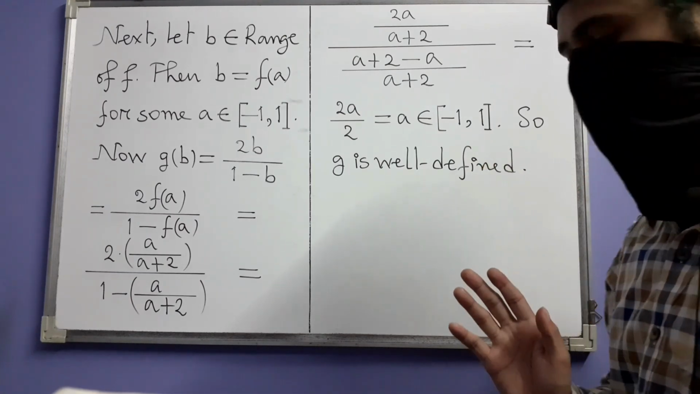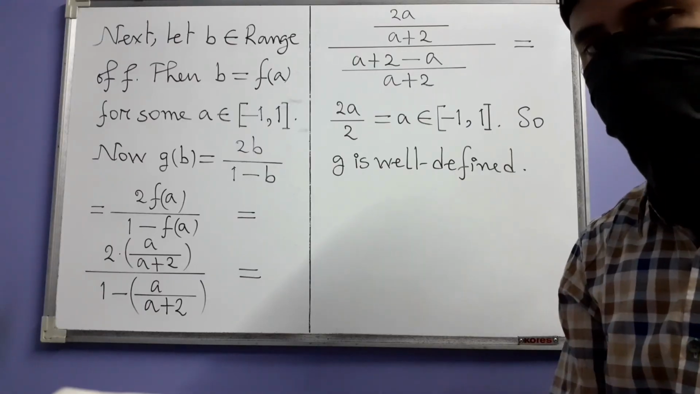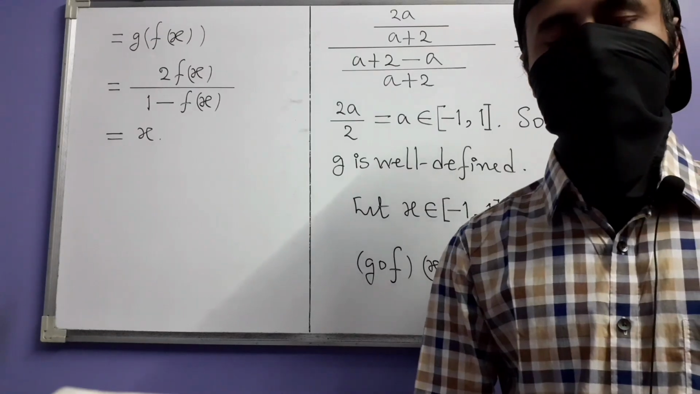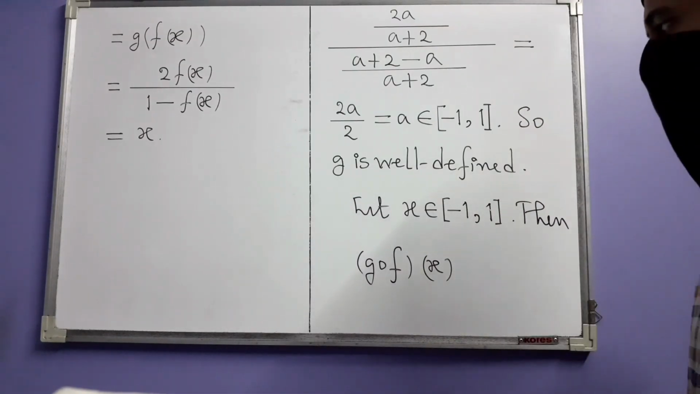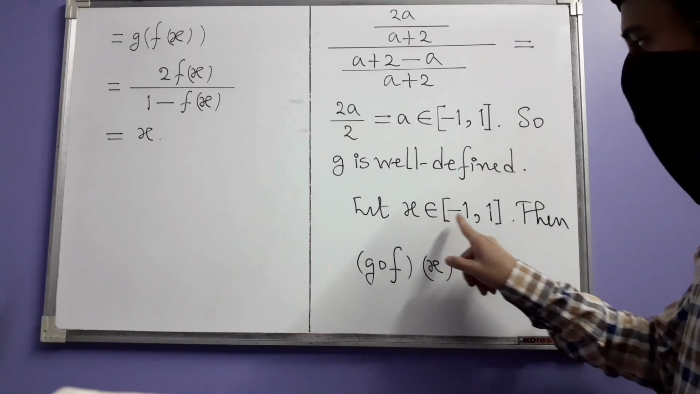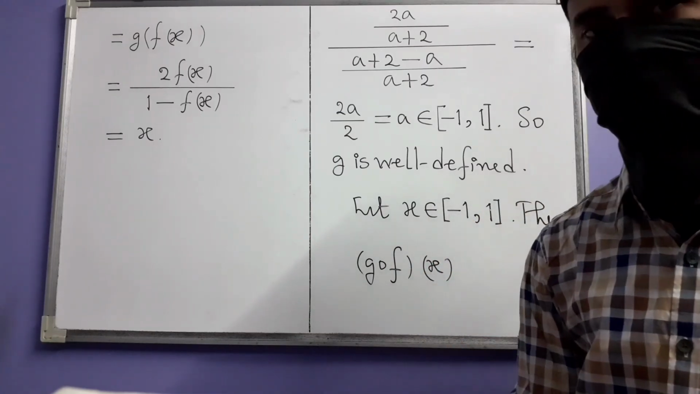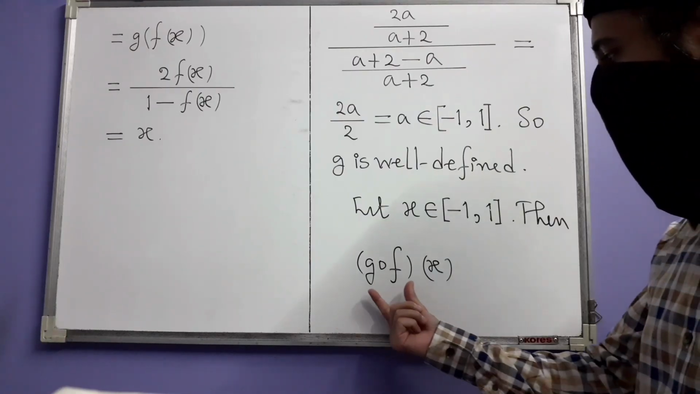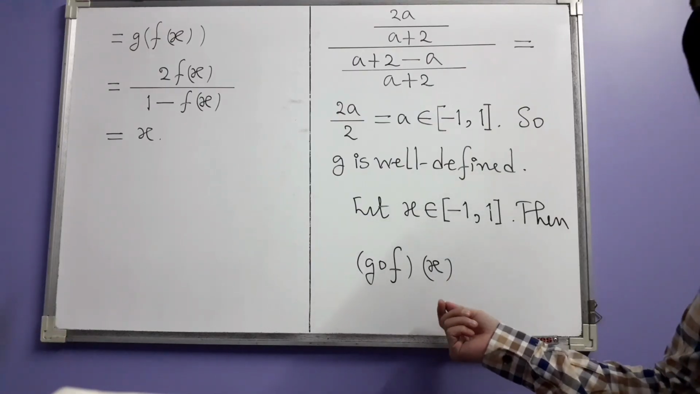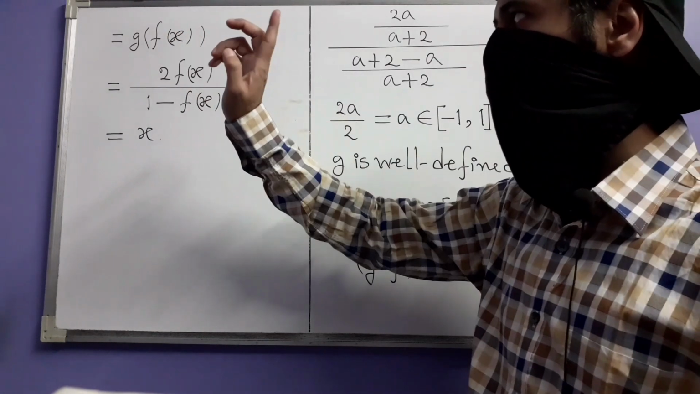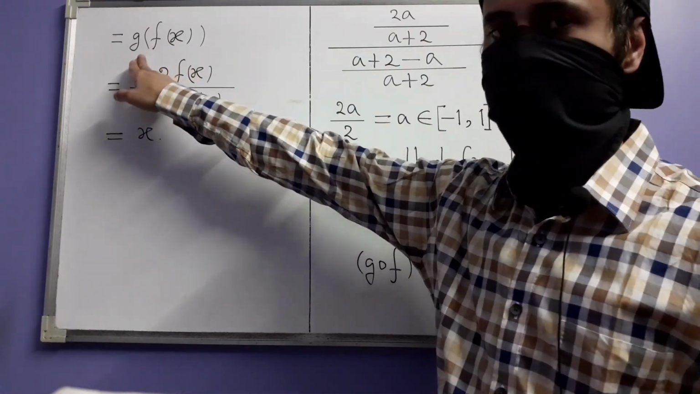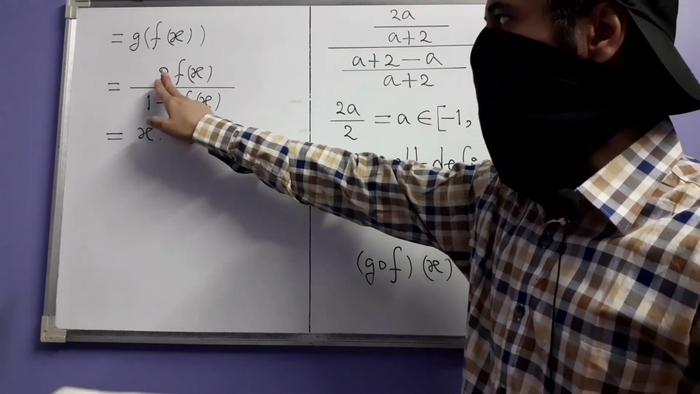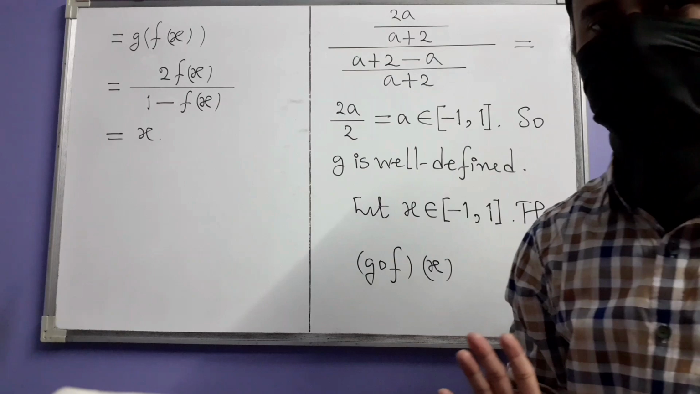And now we will show that g is actually the inverse of f. To show that g is the inverse of f, we take any point x in minus 1 comma 1, the domain of f, and then we calculate g composition f of x. By definition this is g of f of x, and by the definition of g, that is 2 times f of x divided by 1 minus f of x.